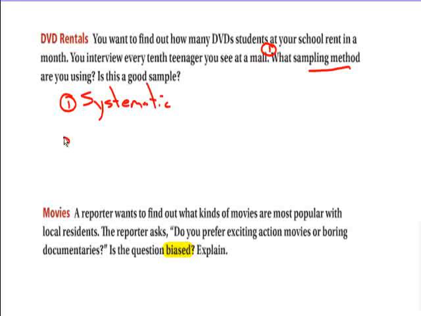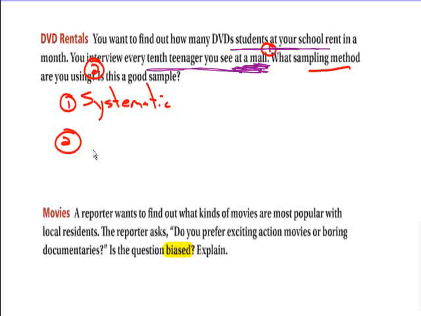Number 2, is this a good sample? So population, what's the target population for this? You want to find out how many DVDs students at your school rent. So the question is about students at your school, but where are you doing the surveying? You're going to take every 10th teenager you see at the mall. Now, I would guess that if you went over to the Galleria, our local mall here, you wouldn't see just York Suburban students. So we start to see that there is a problem with it.